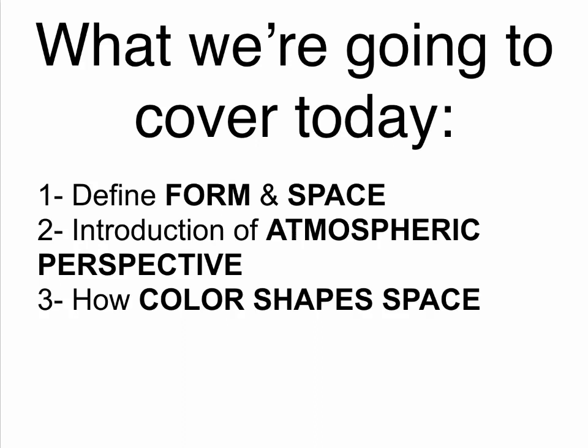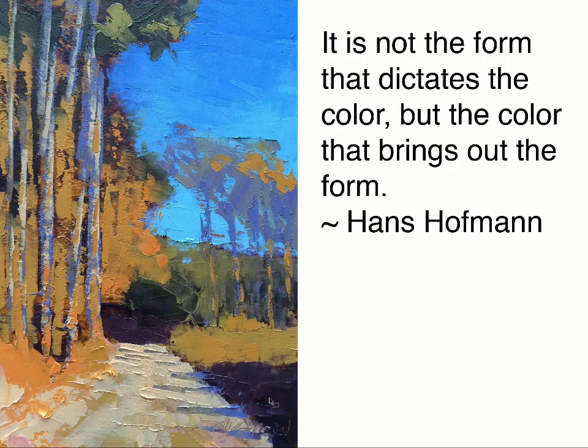And we're going to define first what form and space are. Then we're going to look at how you can use color and the various aspects of color to create a strong sense of space through atmospheric perspective. In other words, we're going to look at all of the various ways that color shapes space.